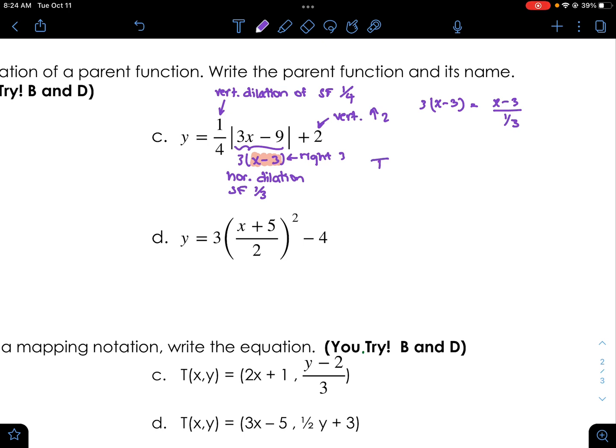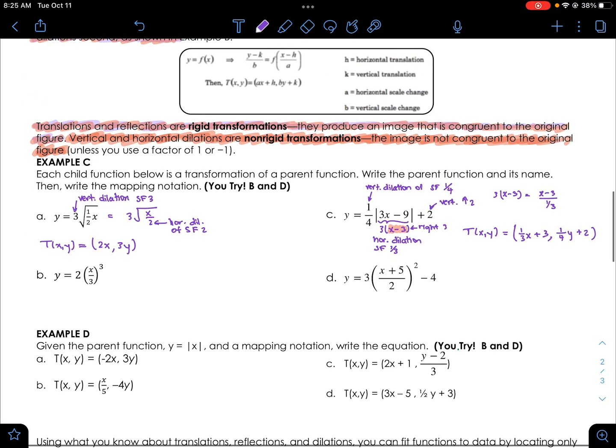So our transformation here would be equal to, again, we have a horizontal dilation of 1/3, so it's going to be 1/3 x. We're moving right 3, so plus 3. And then our vertical dilation is 1/4, so 1/4 y plus 2. And again, you're going to do C, B, and D and check your answers on the completed notes.